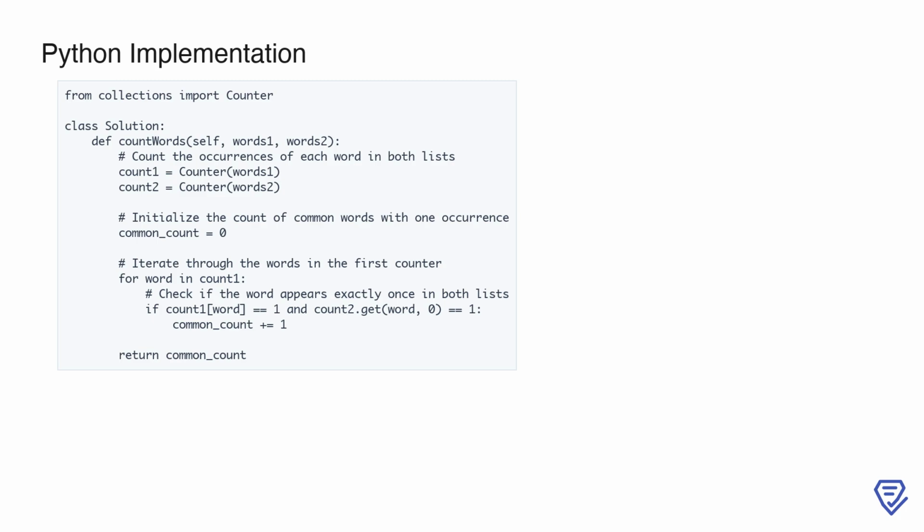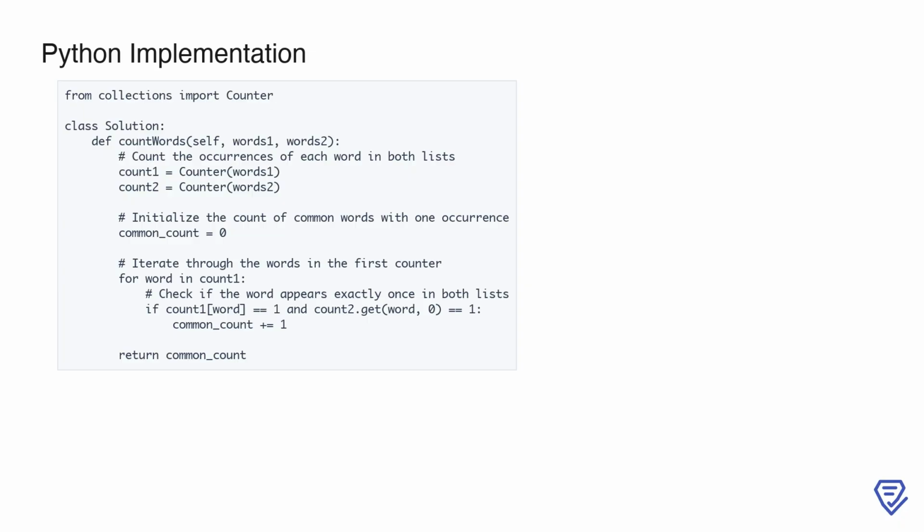This Python implementation solves LeetCode problem number 2085, Count Common Words With One Occurrence, using an efficient approach. The problem requires determining how many words appear exactly once in both input lists, words1 and words2. First, the collections Counter class is imported to efficiently count word occurrences in both lists. The countWords method is defined, taking words1 and words2 as input.